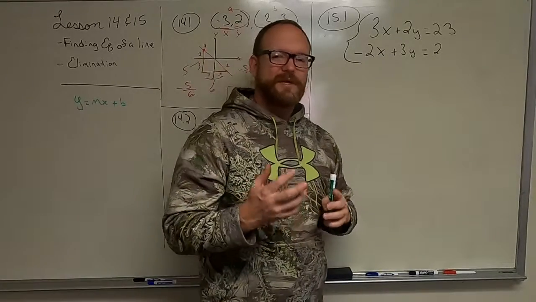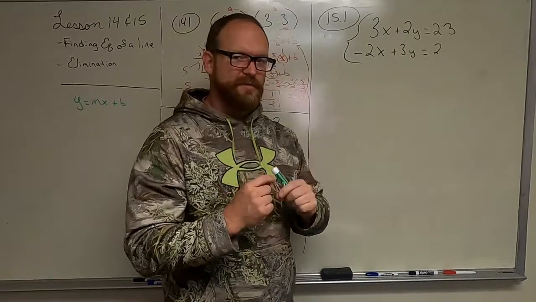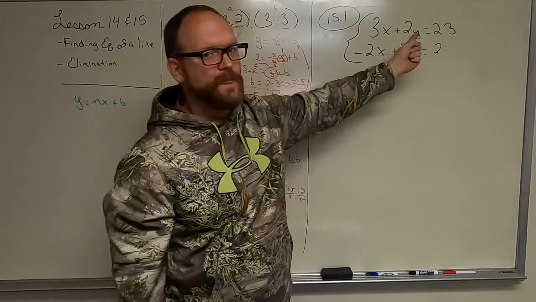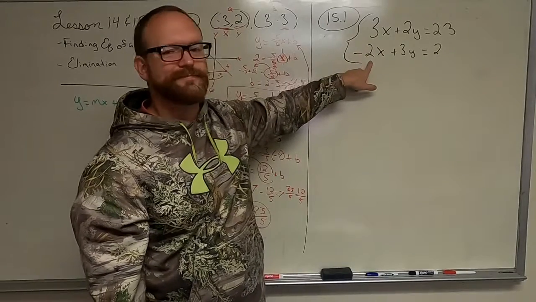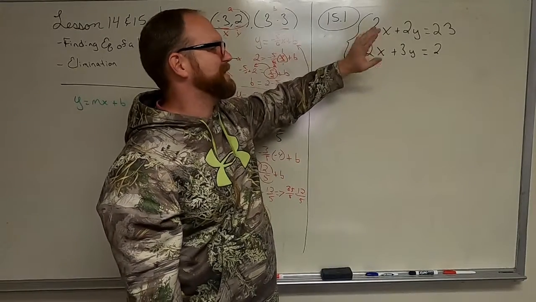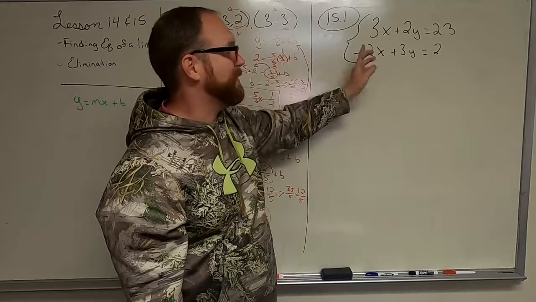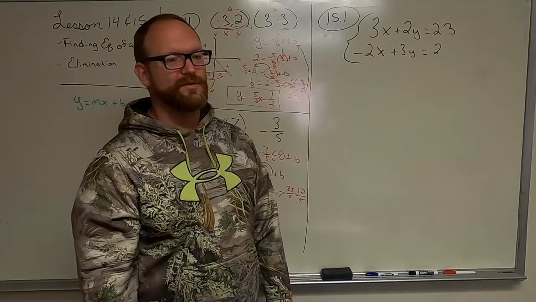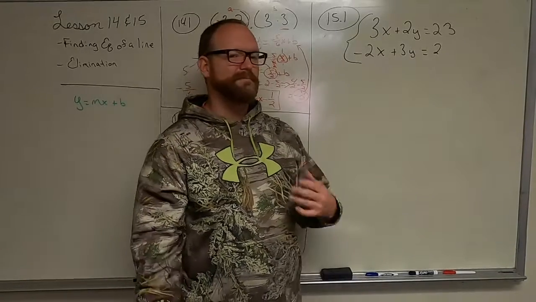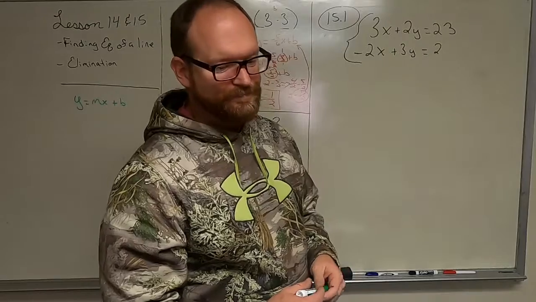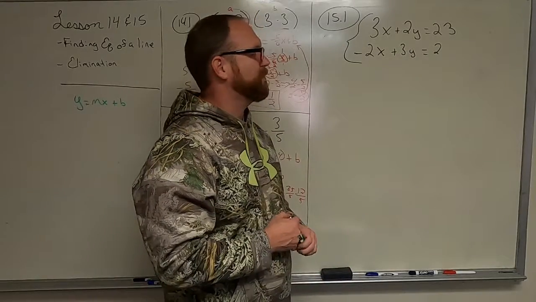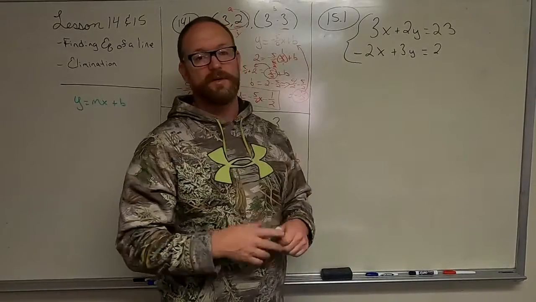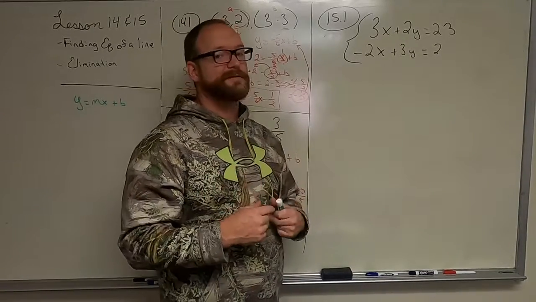Now here's the problem. We need the x's to have the same coefficient, the same number. So can I multiply this top line by anything to make it match this x to be a 2? No, I sure can't. I can't multiply 3 by anything to make it 2. Can I multiply 2 by anything to make it a 3? No, I sure can't. And so what I have to do is multiply both numbers in order to get the number that I'm looking for. I'm looking for the least common multiple of 3 and 2. And what is that? The least common multiple is 6.